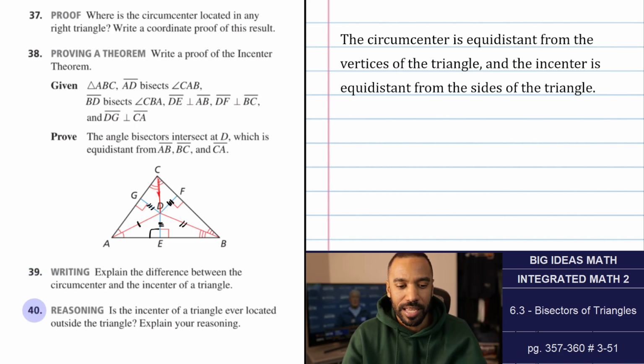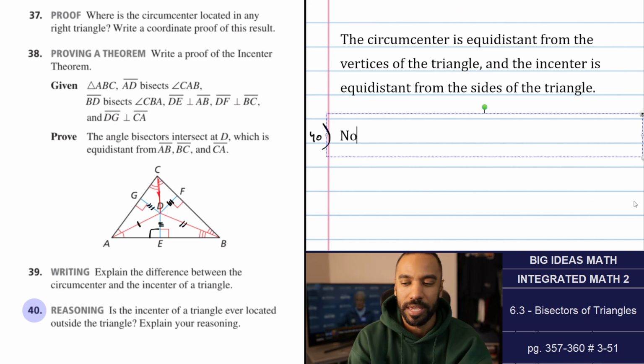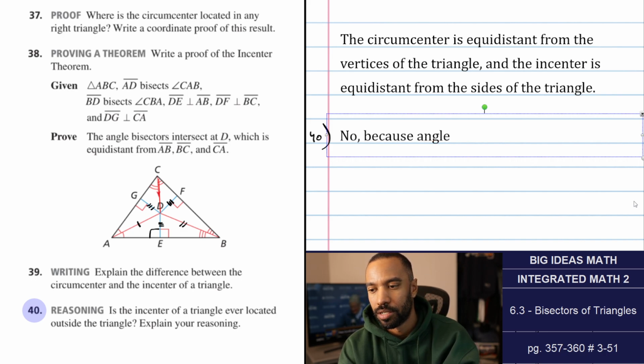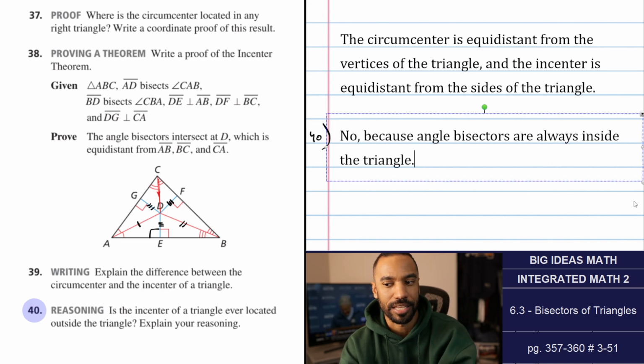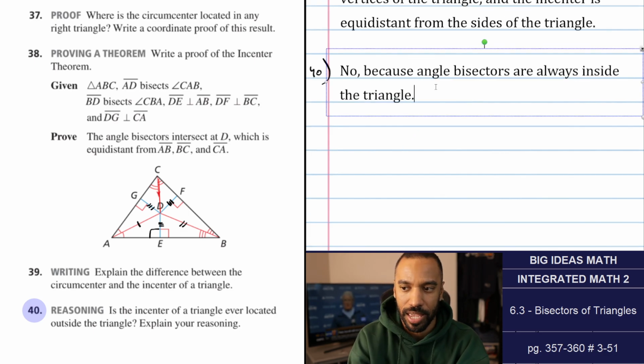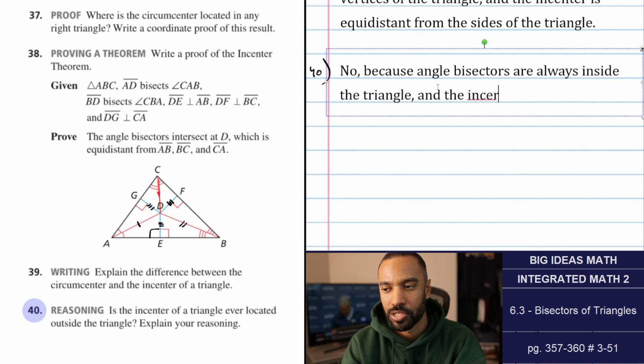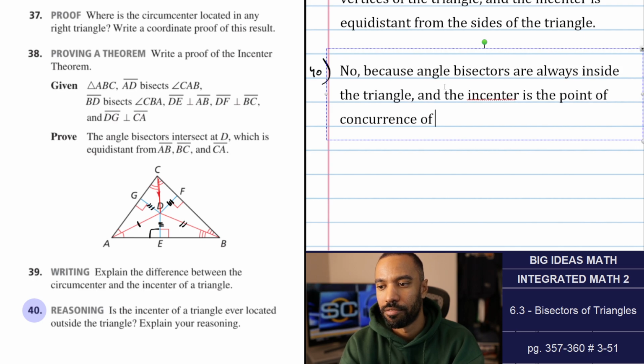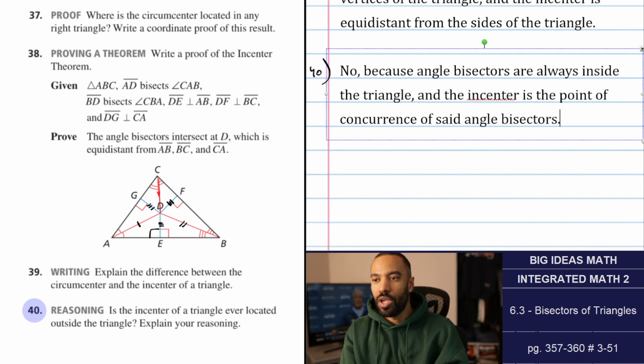All right, number 40. Is the incenter of a triangle ever located outside the triangle? Explain your reasoning. I've said that a lot of times already. It's not. No. No, because angle bisectors are always inside the triangle. I think that's good enough. If they intersect at angle bisectors, then that's where they're going to be. And the incenter is the point of concurrence of said angle bisectors. So, no. Okay, that was a lot faster.